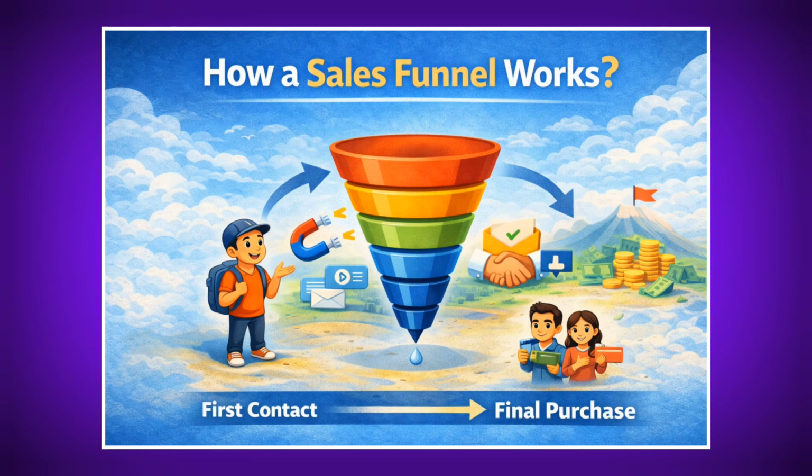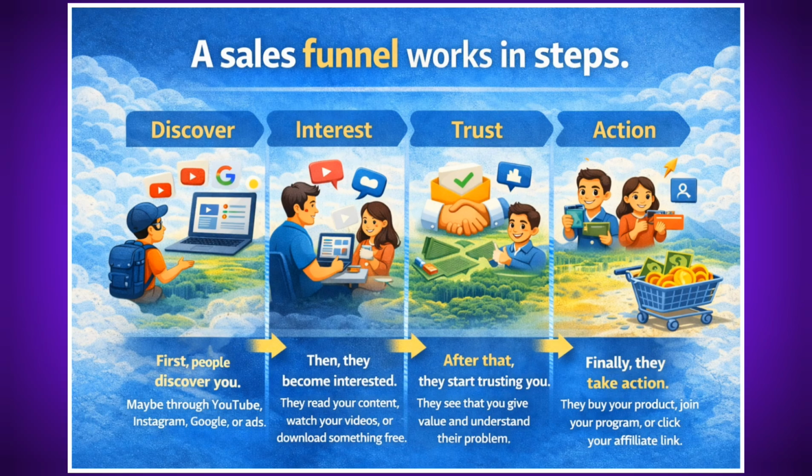So how does a sales funnel work? A sales funnel works in steps. First, people discover you, maybe through YouTube, Instagram, or Google ads. Then they become interested. They read your content, watch your videos, or download something free. After that, they start trusting you. They see that you give value and understand their problems. Finally, they take action. They buy your product, join your program, or click an affiliate link. So, a funnel is not about selling fast, it is about building a relationship between you and the customer to get sales.